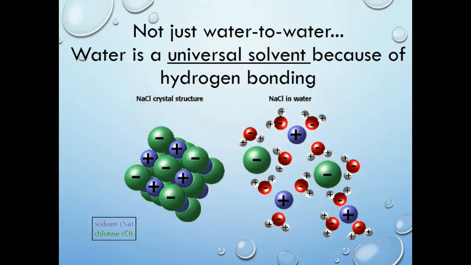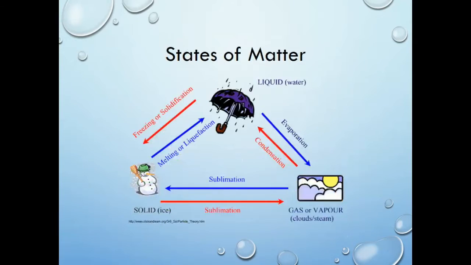In this picture, the white and red molecules are water molecules. Hydrogen bonding attracts the sodium and the chloride ions to parts of the water molecule, breaking apart the sodium chloride salt. Water occurs in nature in 3 different states: solid, liquid, and gas. The states can change depending on different pressures and temperatures.